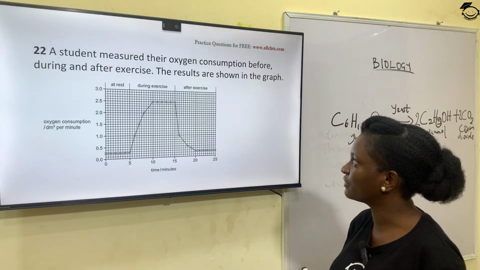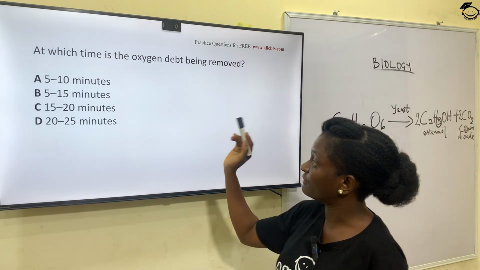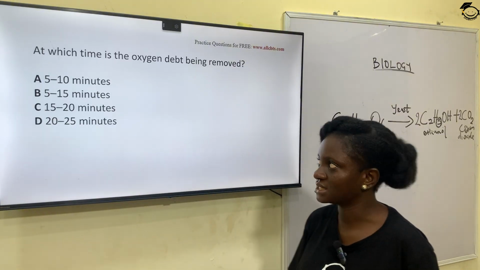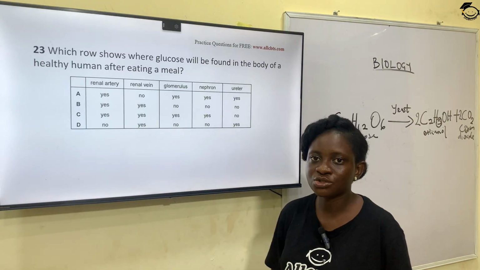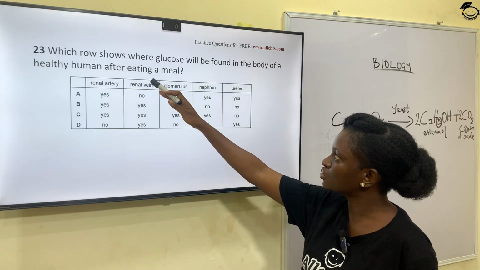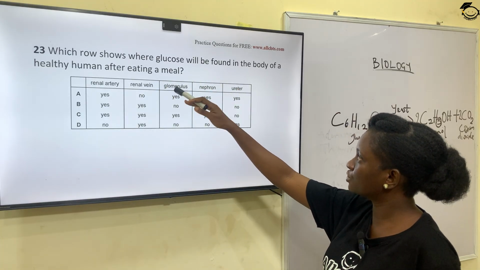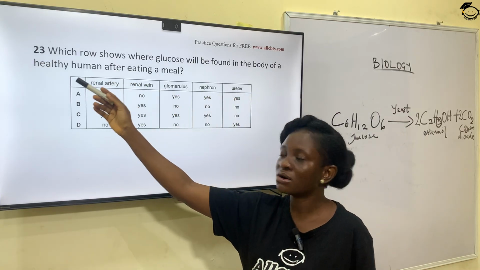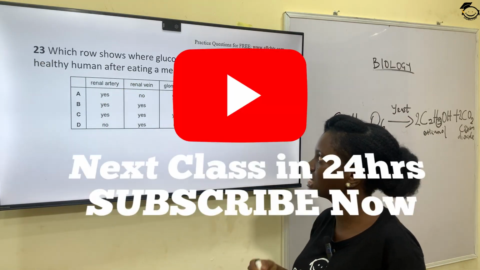So the options provided, let's see. From the options provided, that's 15 to 20. Option C is the correct answer. Question 23. Which row shows where glucose will be found in the body of a healthy human after eating a meal?